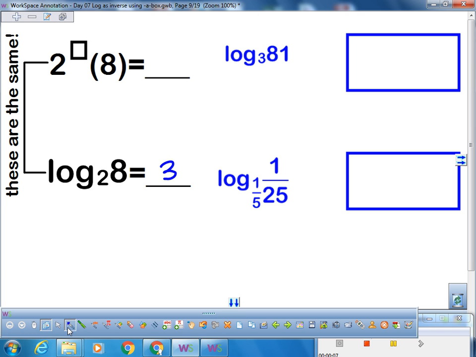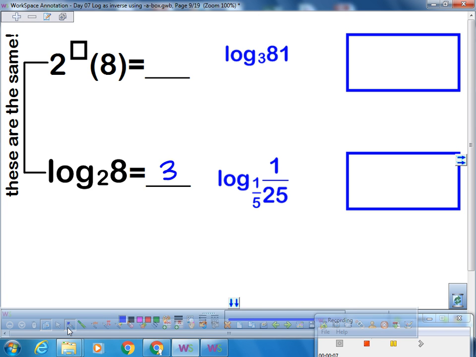1/5 to the what makes 1/25? They didn't change. It's still a fraction, so you don't have to worry about negative exponents. So 1/5 to the what makes 1/25? 2. Right? If you take 1/5 and you square it, you're going to get 1/25. A fraction to a fraction doesn't need a negative exponent. A number to a fraction does. A fraction to a number does. But if they're both fractions, it doesn't need a negative exponent.